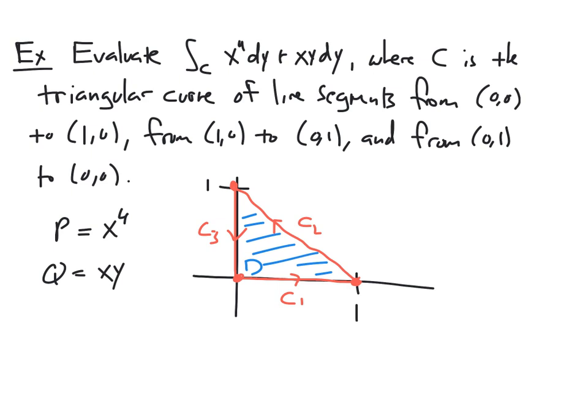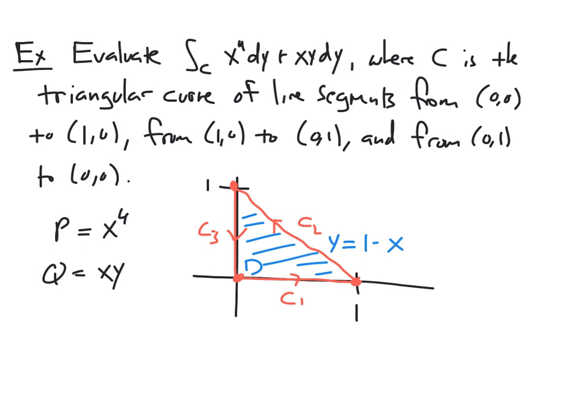Okay? Now the only thing we're going to need, in addition to what's on the screen right now, is the equation for the hypotenuse of this right triangle. And of course, this is going to be y equals 1 minus x. So it's going to be a relatively easy line to figure out.